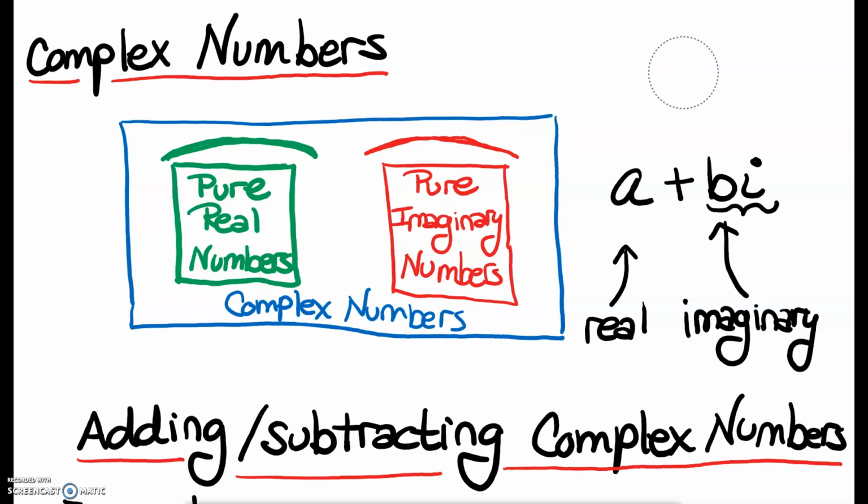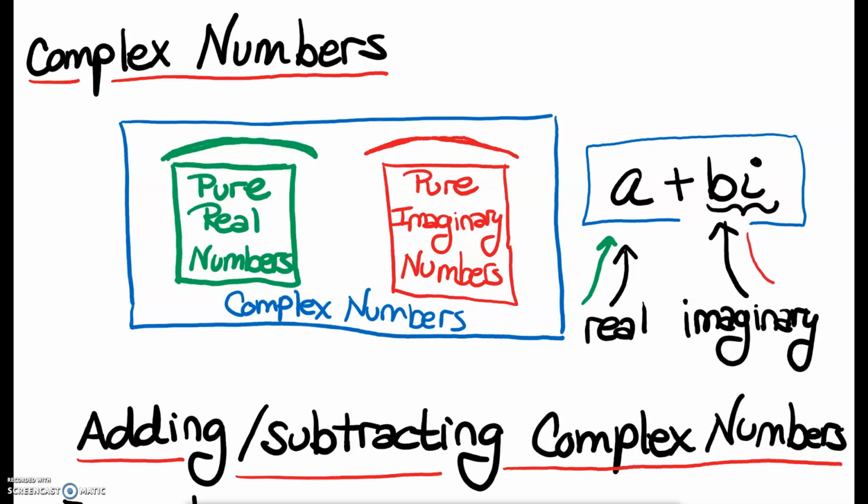Okay. So today we're going to talk about complex numbers, and complex numbers have both a real and an imaginary part to them. And we write them like a plus bi, where a is your real part. This comes from your real number system, and i comes from your pure imaginary system. And all this space in the middle between our pure real and pure imaginary numbers is filled with complex numbers.